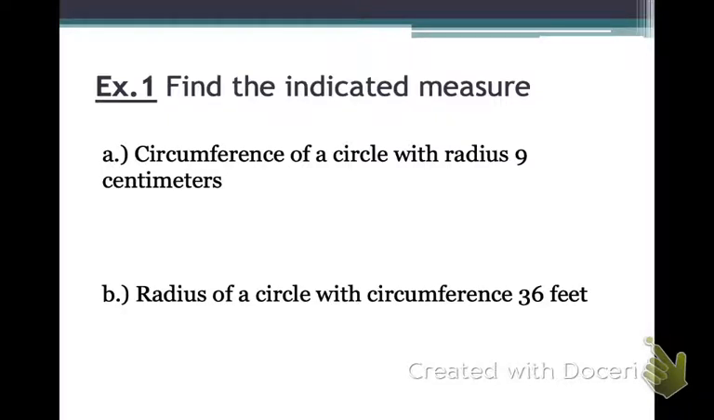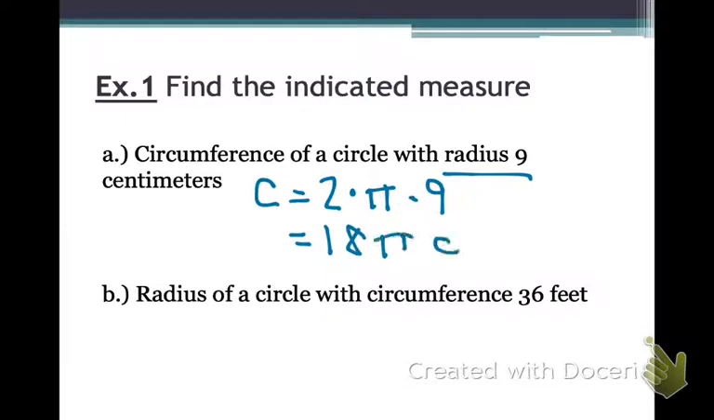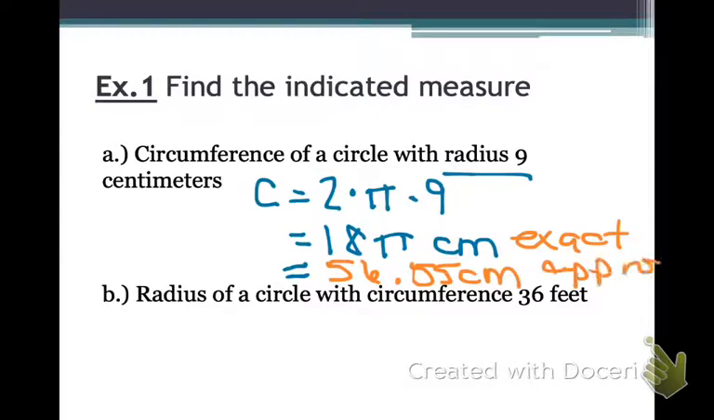So let's do these examples. I want you to find the indicated measure. I have a radius of 9 centimeters, so C equals 2 times pi times my radius. Multiply your 2 digits, so 2 and 9, so that gives me 18 pi centimeters. That would be exact. If you want the approximate answer, type in 18 pi on your calculator and hit equal. And you should get about 56.55 centimeters. And that would be your approximate answer.